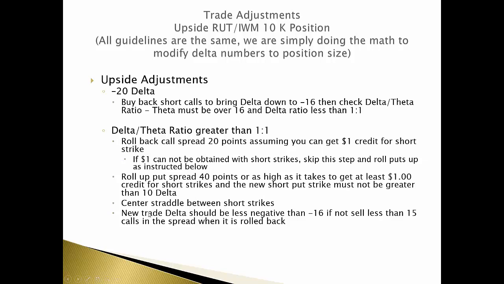And here, the new trade delta should be less than negative 16. That's a new number because, again, we had to do the math because of the smaller position size. And that's about it. Like I said, this is essentially the same. We just have different maximum delta numbers.